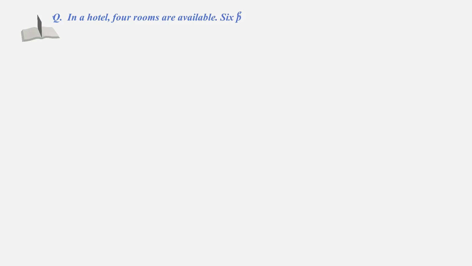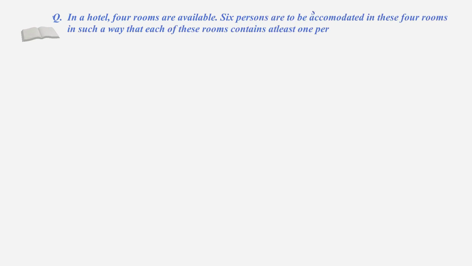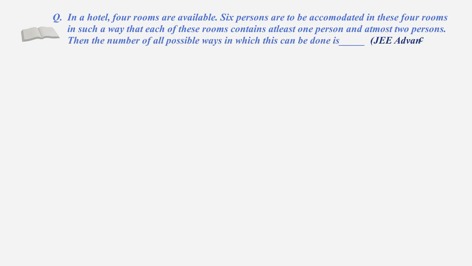In a hotel, 4 rooms are available. 6 persons are to be accommodated in these 4 rooms in such a way that each of these rooms contains at least 1 person and at most 2 persons. Then the number of all such possible ways in which this can be done is.